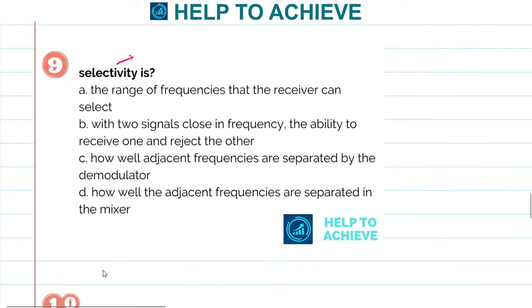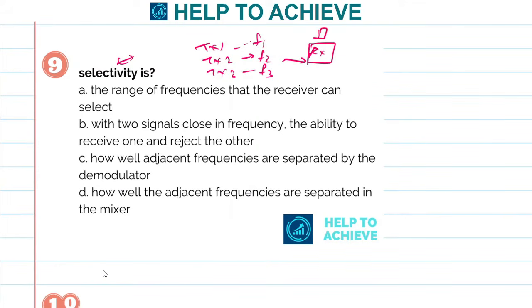Next, selectivity. In a receiver, let's say there are 3 or 4 transmitters, transmitter 1, transmitter 2, transmitter 3, transmitting at different frequencies f1, f2, f3, and then you have only a single receiver. Since a receiver will receive all these frequencies, which frequency it finally decodes and gives as output is important. So which frequency it selects is the selectivity of that receiver.